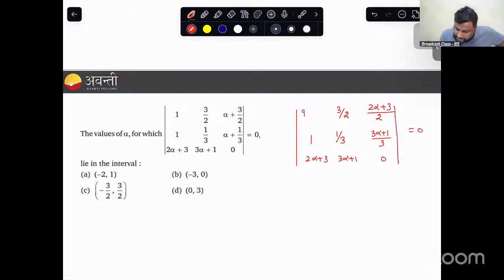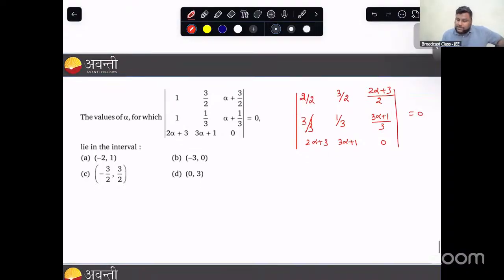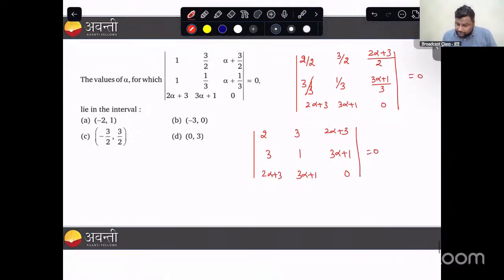This one you can write as 2 by 2. This you can write as 3 by 3. So take 1 by 2 common from first row, 1 by 3 common from second row. So what do you have now? 2, 3, 2 alpha plus 3, 3, 1, 3 alpha plus 1, 2 alpha plus 3, 3 alpha plus 1, 0. That is 0.